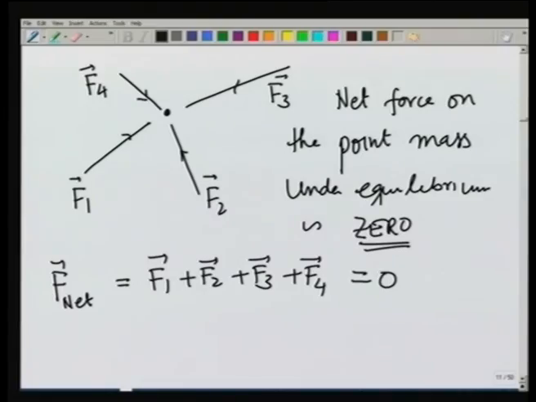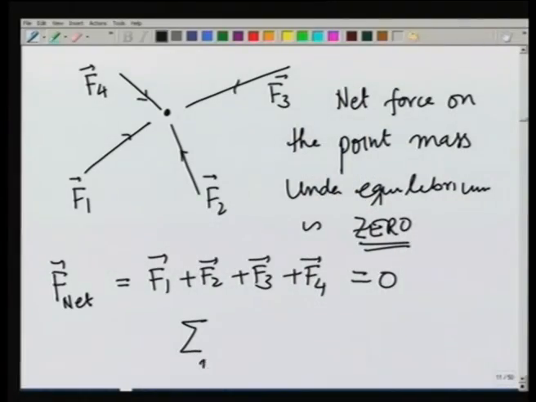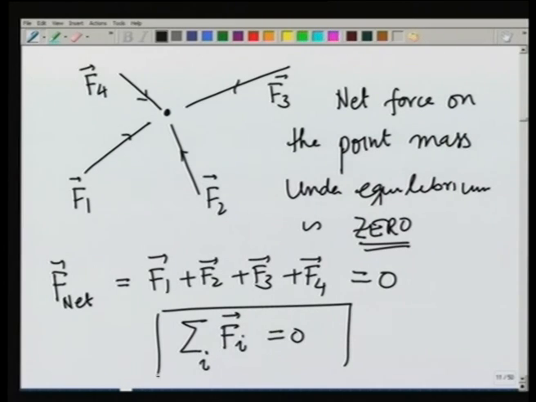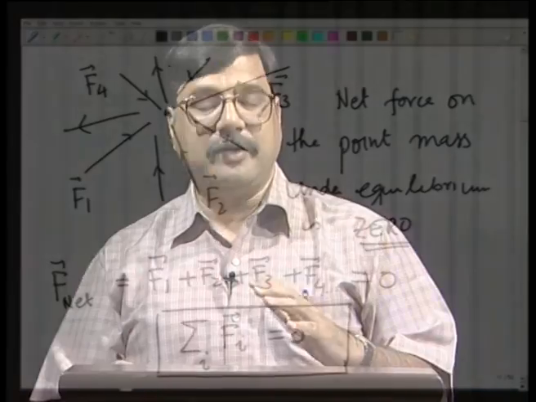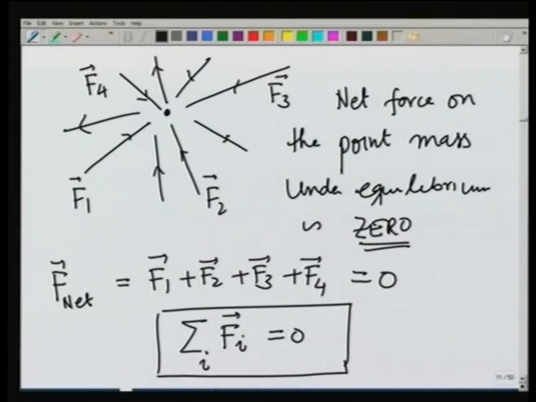In general, if there are more than 4 forces, there may be n forces, I should have one condition, summation over i of all forces is equal to 0. This is one condition for equilibrium. So, there could be more than one force, more than 4 forces in all sorts of directions. The sum of all that must be 0 in order for the point mass to be in equilibrium. I have been talking about a point mass because in that case it cannot do anything else, just move.